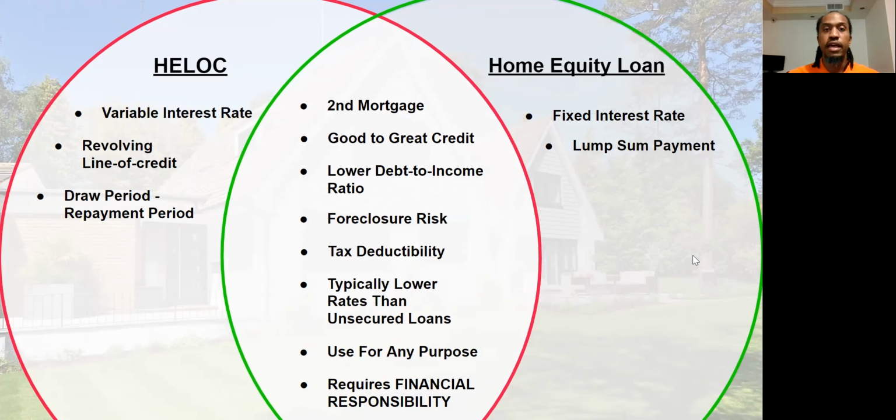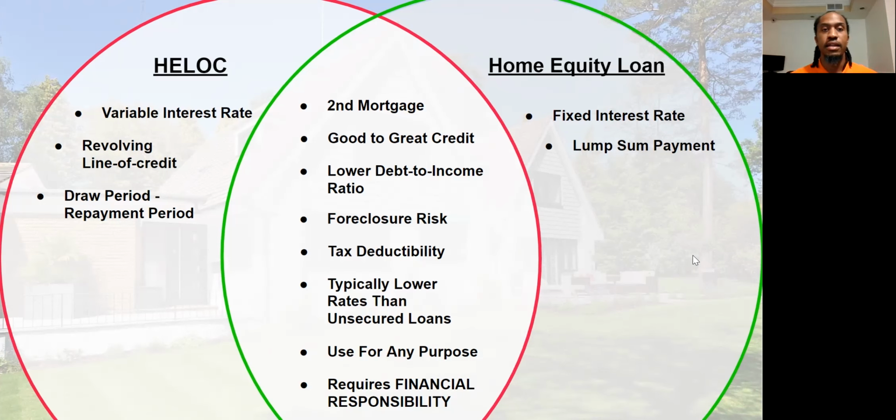And because of that, to help offset that risk, they want to provide these loans to people that have a better shot, or a better chance, of paying them back. So they want people who have better credit. With that, it also requires a lower debt to income ratio.